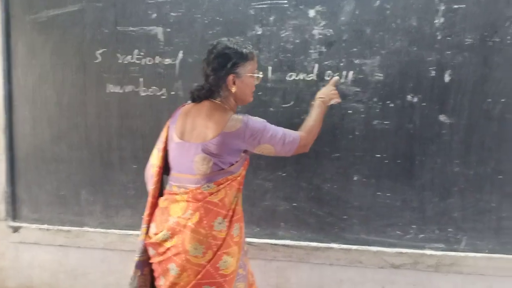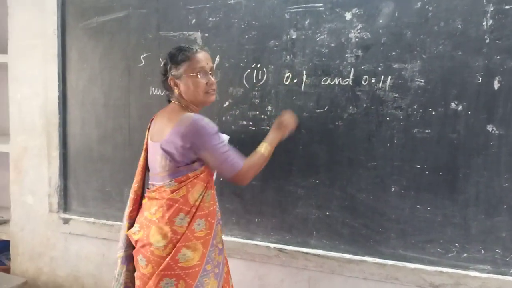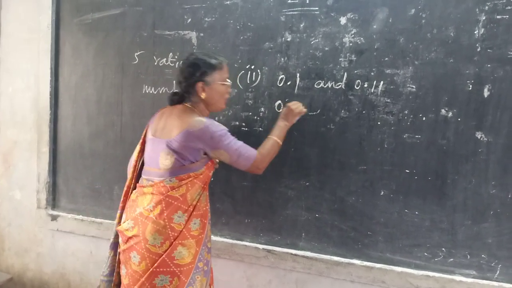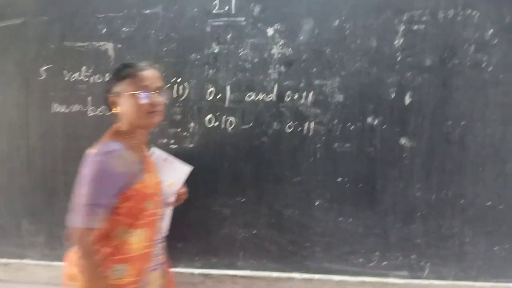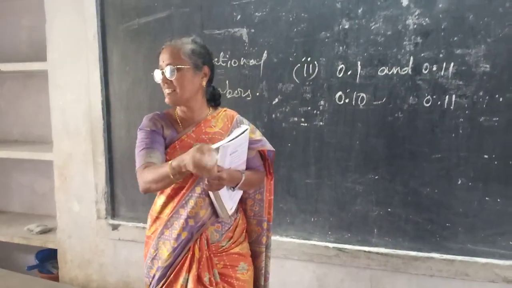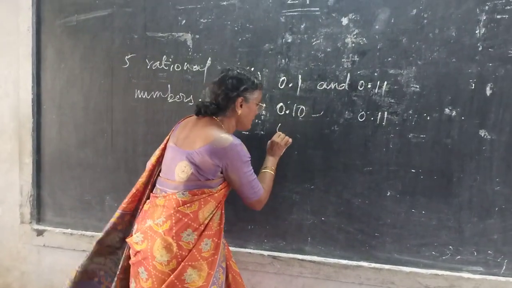and 0.11. After that decimal, how many digits are there? Two digits. Here? One digit. So how can you write this to make it into 2? Very good. 1 0. Here 0.11. But you see, 10, 11. Next, neighbors. Isn't it? Yes, sir. What can you do here?